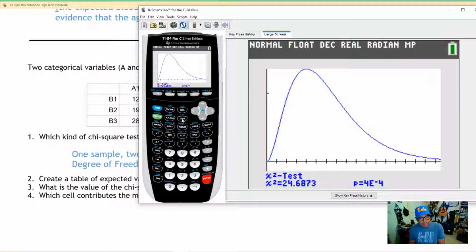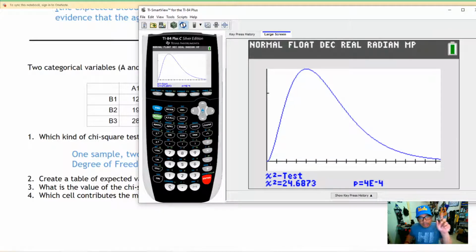And we don't see the p-value at all. It's very small. Probably just at the very end there, shaded in. So here's our chi-square test. We get a chi-square test statistic of 24.6837, and we have a p-value of 0.0004. So all this stuff we're going to take note of. I'm going to screenshot this and bring it back to my work.